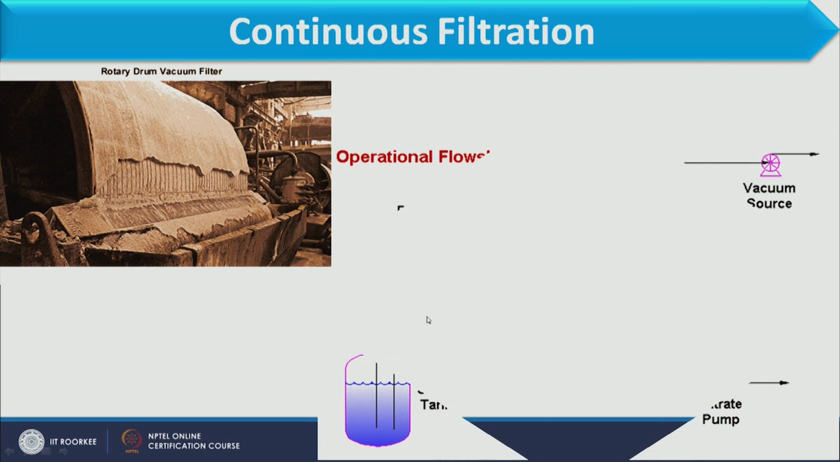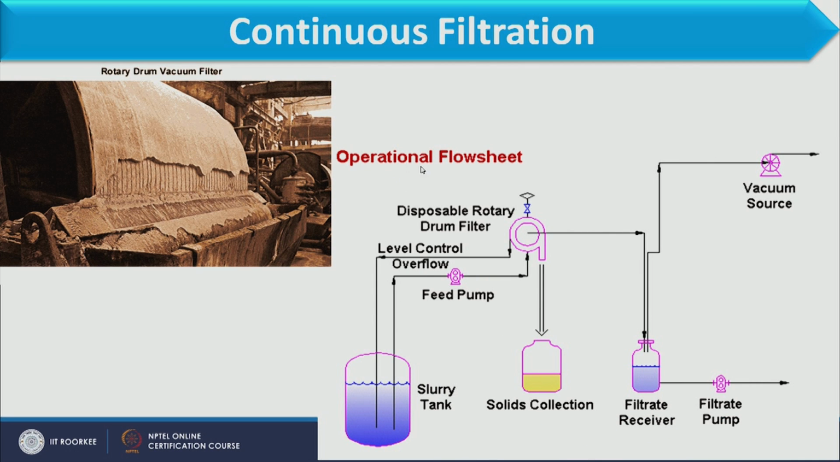So if you see this particular slide, here the rotary drum vacuum filter is shown, which we have just described. Now in this figure we have the knife which continuously removes the cake formed over the drum, and after removing this, the drum re-enters the slurry tank. And in this figure we describe the operational flow sheet, because this is a continuous process. Rotary drum is associated with this slurry tank, so through the slurry tank, feed enters into this portion, and here we have the level control.